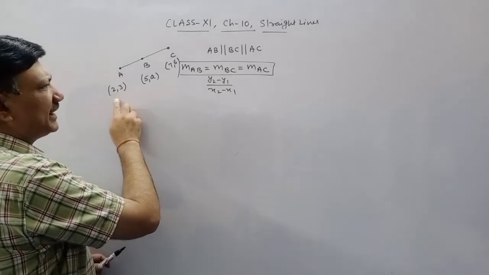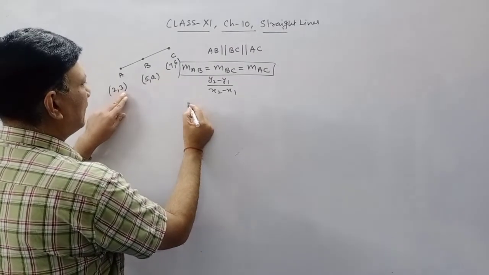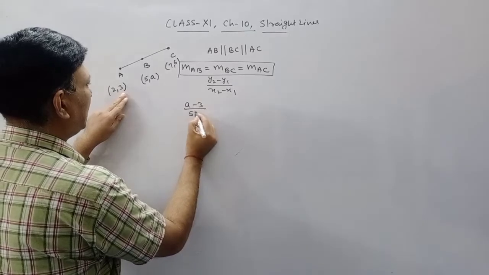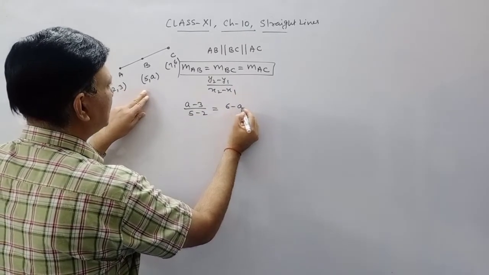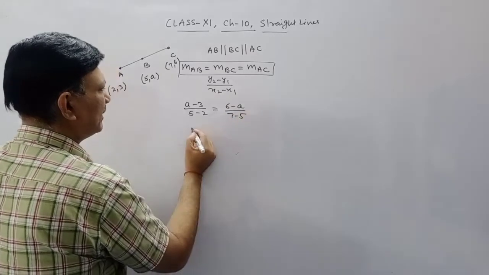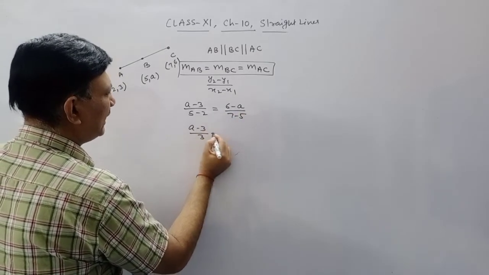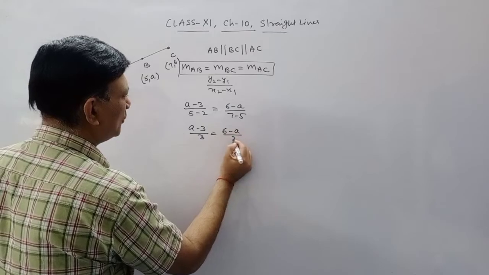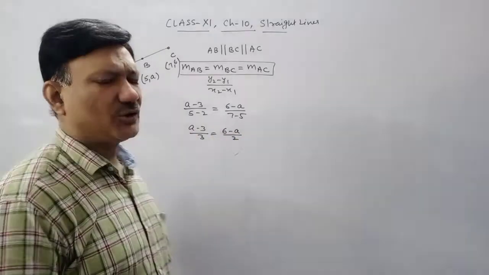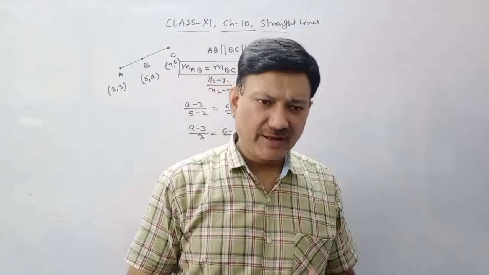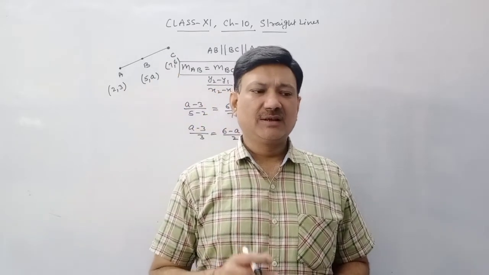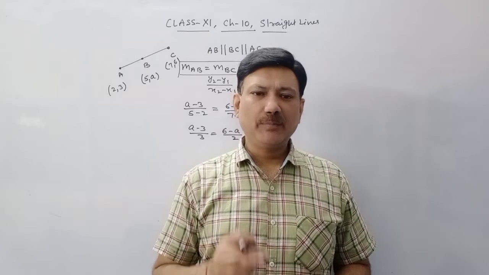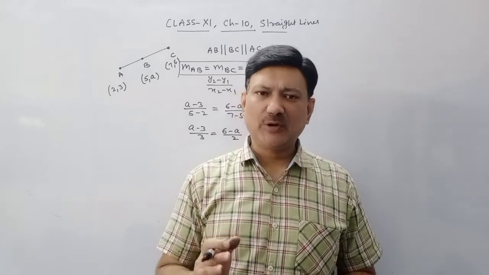पहले इसका स्लोप निकाल लें, जैसे स्लोप ऑफ AB y2 minus y1 upon x2 minus x1. स्लोप ऑफ BC 6 minus a upon 7 minus 5, a minus 3 upon 3, 6 minus a upon 2. Simplify this, you will get the value of a. So with the help of the slope, we can simplify the questions based on 3 collinear points.